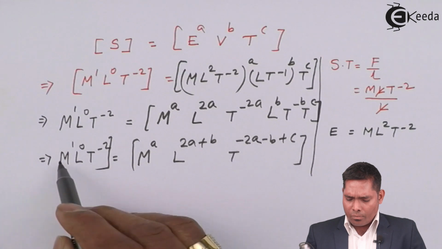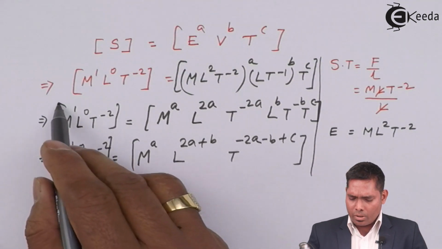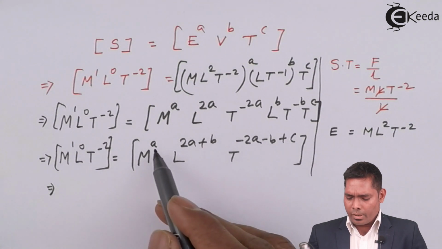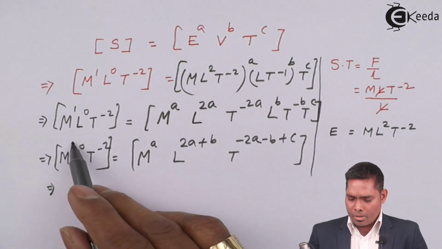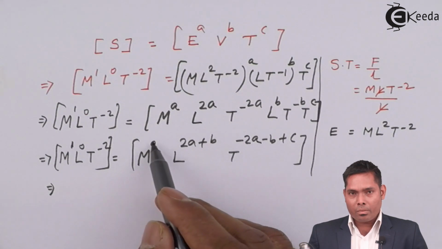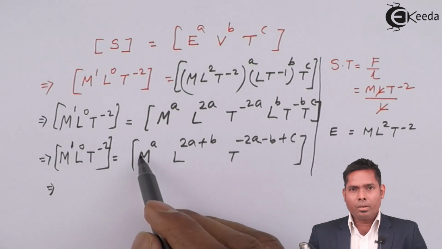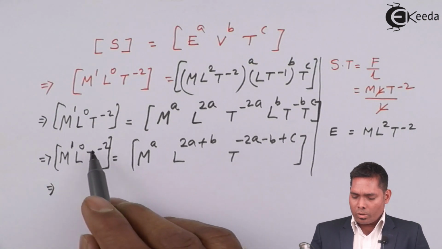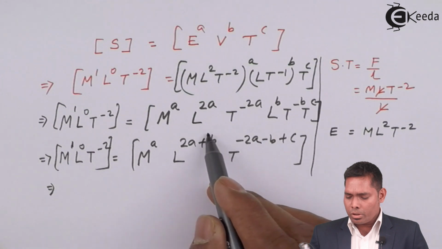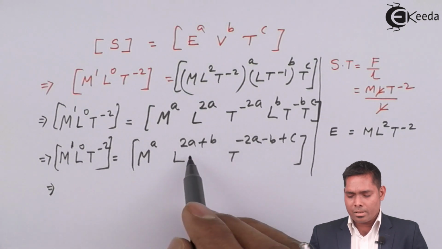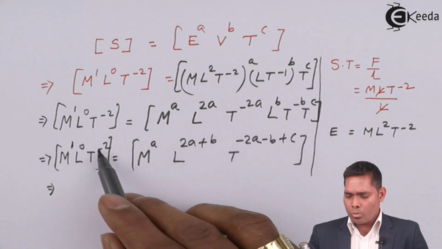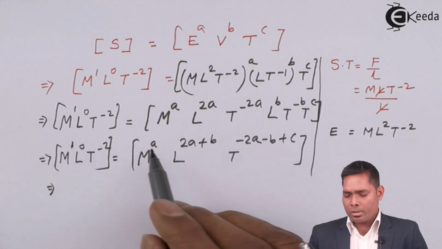Now the dimension of this is equal to the dimension of this, that means this will be equal to this only when the power of m here is 1, so a must be 1. If m to the power 1 is there, then these two will be equal. Similarly, L to the power 0 is there, so if I have this power equal to 0, then I will say that this and this is matching. Similarly, if this whole thing becomes minus 2, then I will say that this is equal to this.